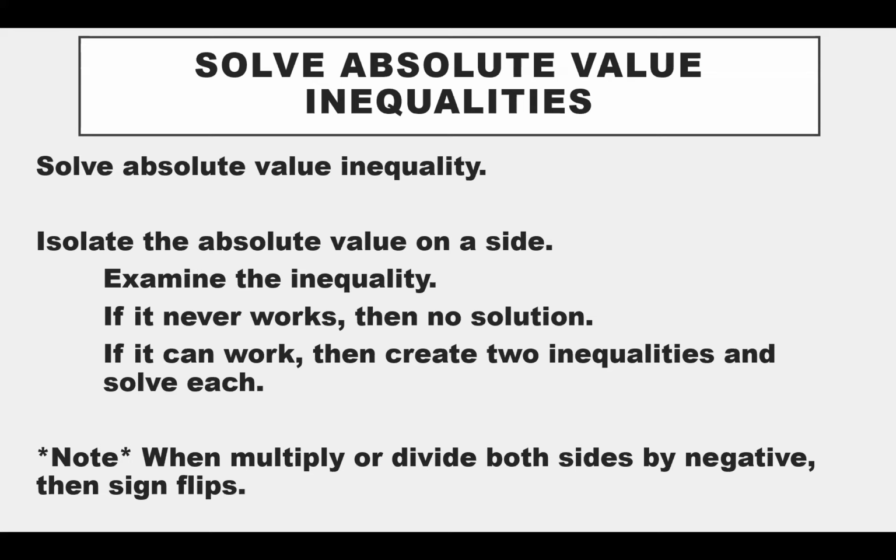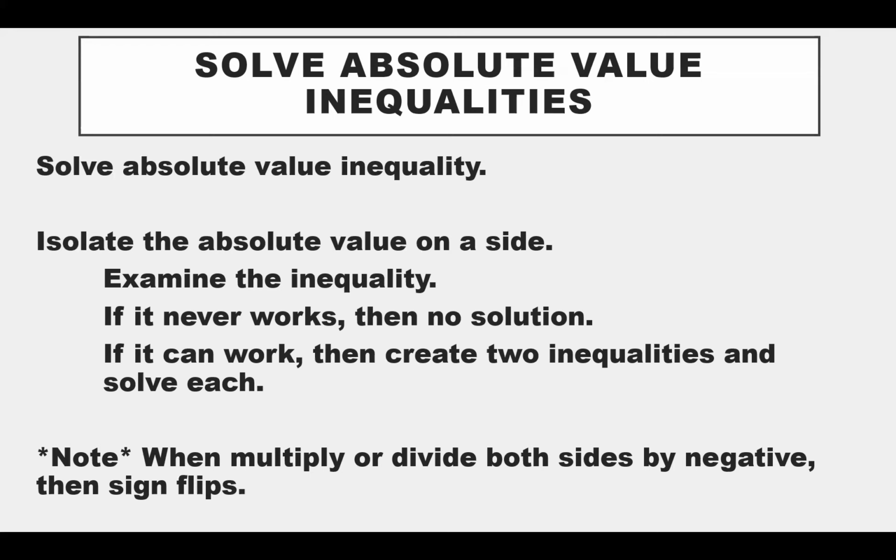If it never works, then there's going to be no solution. If it always works, it's all real solutions. But if it sometimes works, then we're going to create two inequalities and solve each, just like we created two equations. Now, with inequalities, the thing we have to worry about is that when we multiply or divide both sides by a negative number, then the sign flips. We go from a greater than to a less than, or vice versa.